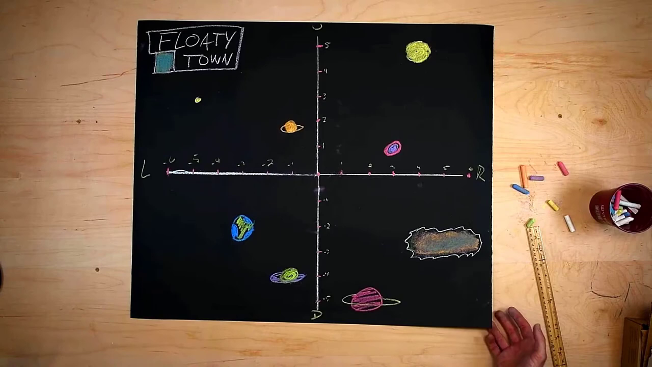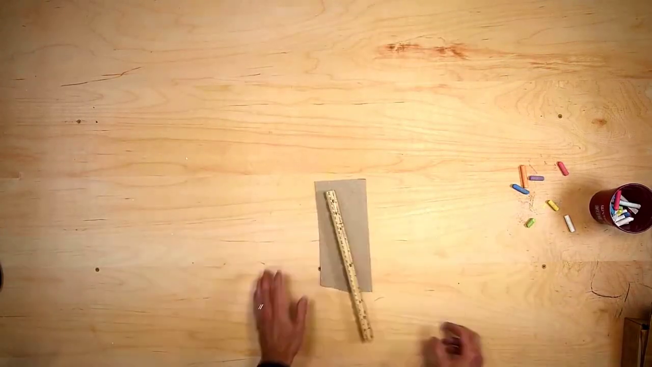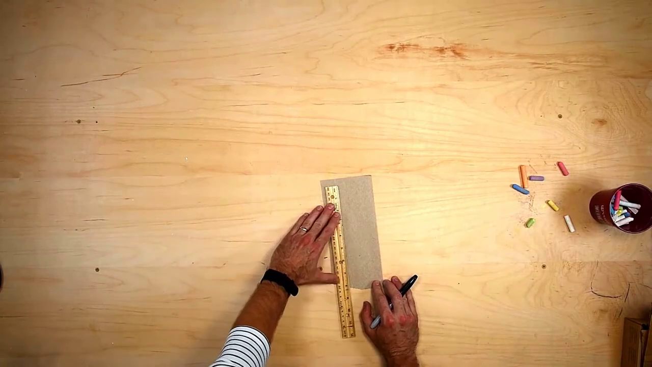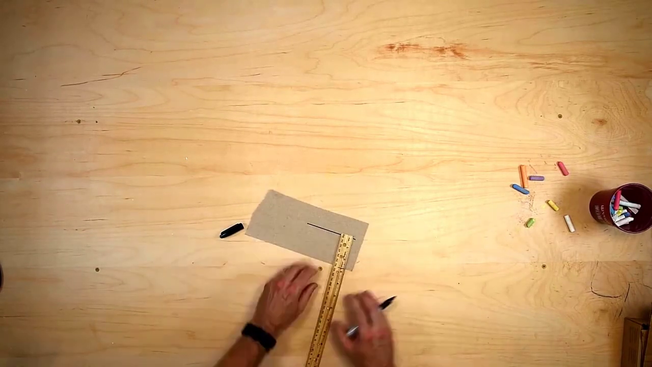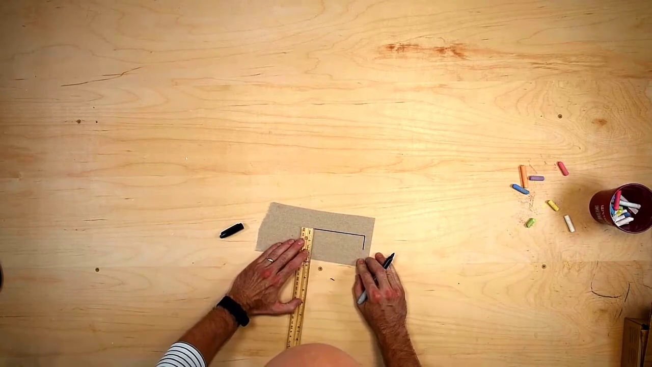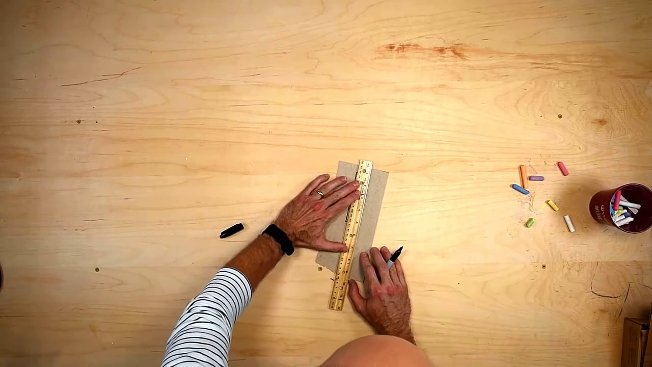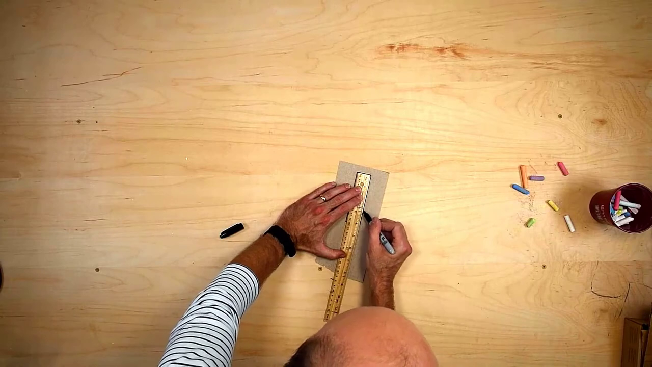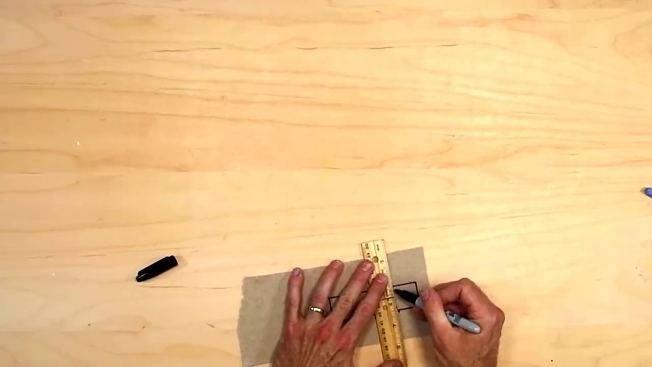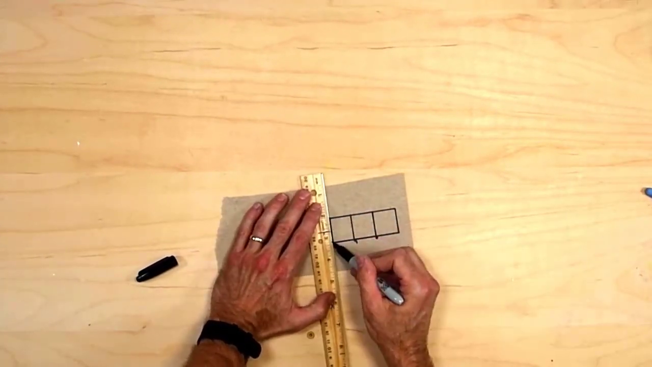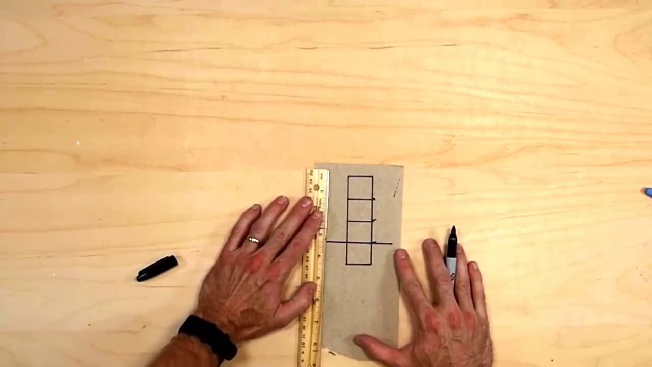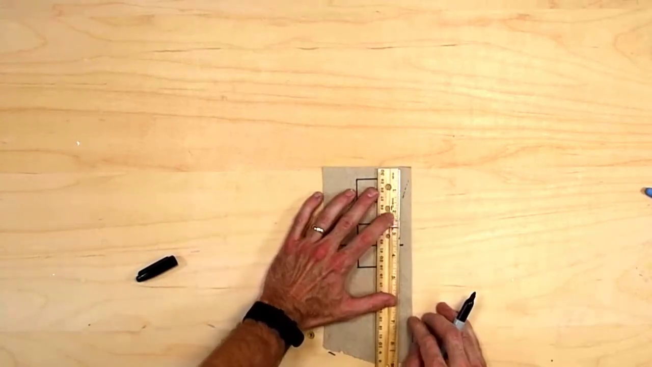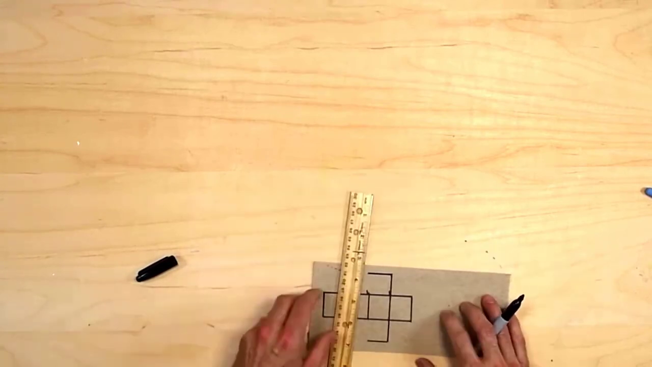Now, we need to make some dice so that we know exactly where we're going as we play Floaty Town. And as you might know, a single die has six sides, and this pattern, which I'm going to make as sort of a cross pattern, is a very common way to make your own die out of paper or cardboard or whatever. So you want to end up with six squares, and you'll see here in a second when I cut this out why I arranged the squares in this way.